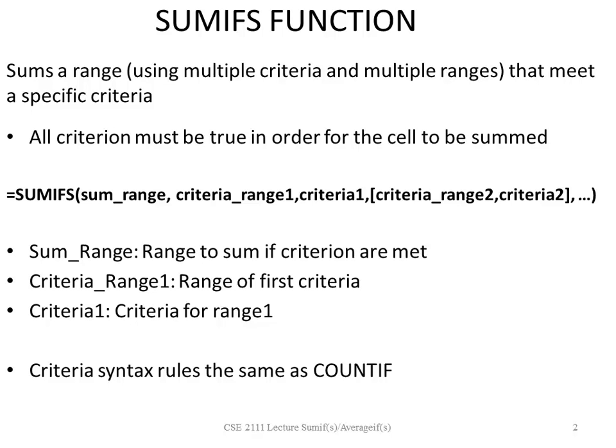The criteria range 1 argument is the range of the first criteria. Criteria 1 is the criteria that you're using for range 1. Criteria range 2 would be the range of the second criteria, and criteria 2 would be the criteria for range 2. The criteria syntax rules are the same as the COUNTIF.